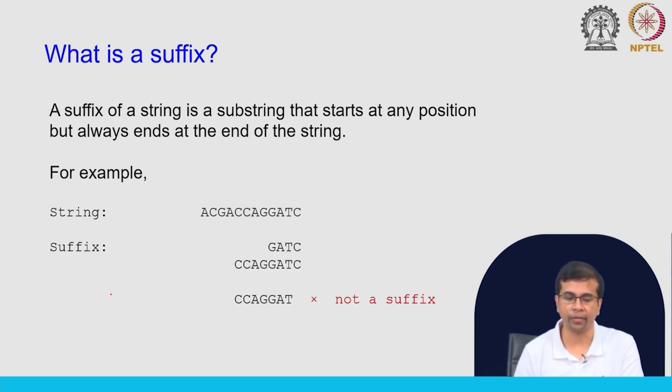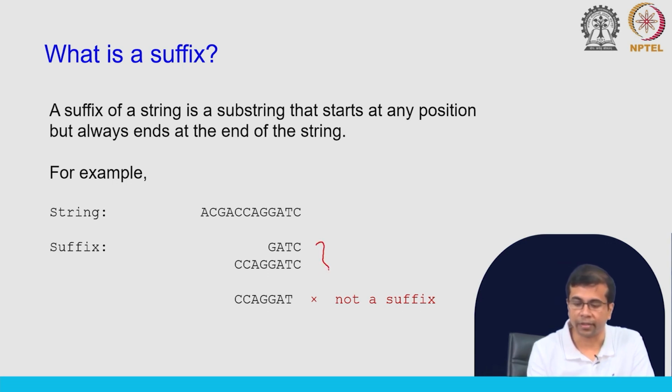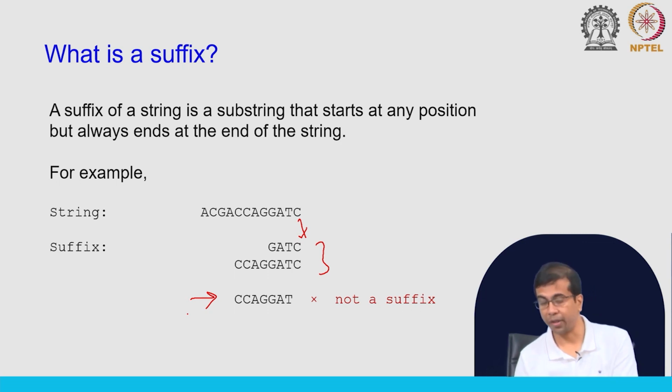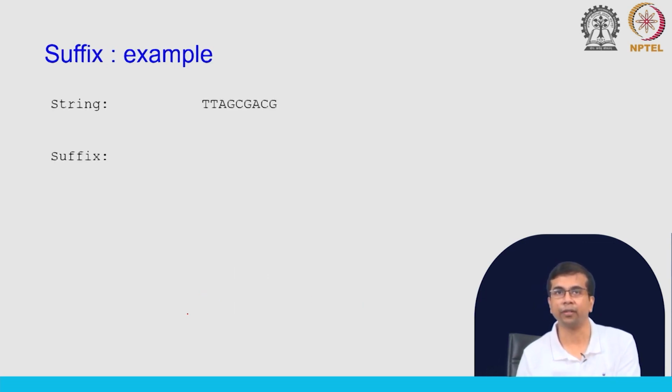Here is a string shown on your screen, ACG, ACC, AGG, ATC, and here are some examples of suffixes. We have GATC, or the one below, and you can see they can start at any position in the string, but they should end at the end of the string. It should end with this ATC, so it ends here at the end of the string. That is why these are suffixes. But the example below here is not a suffix. Why? Because it does not end at the end of the string. It ends at the T, which is not the end of the string. I hope it is now clear what a suffix of a string is.